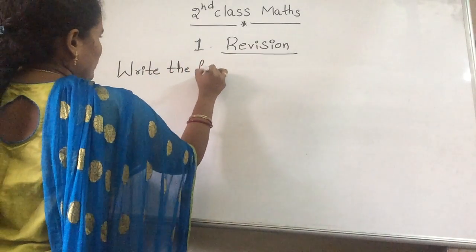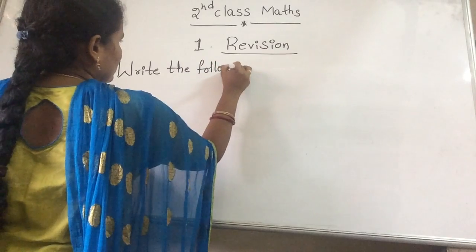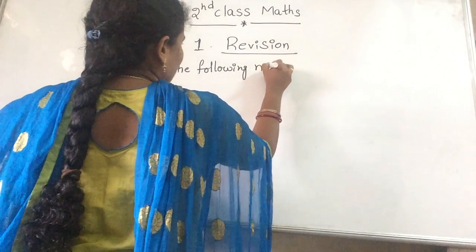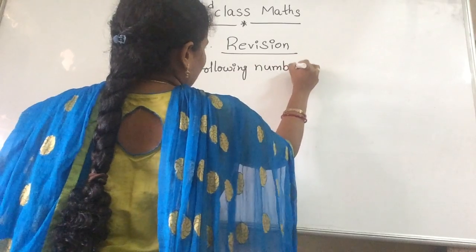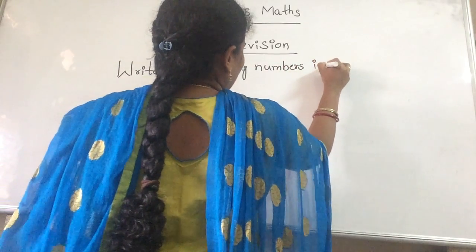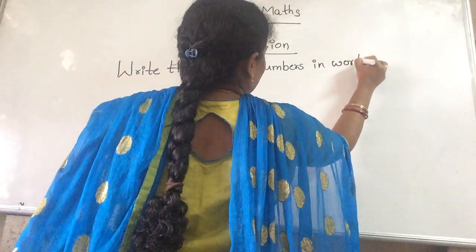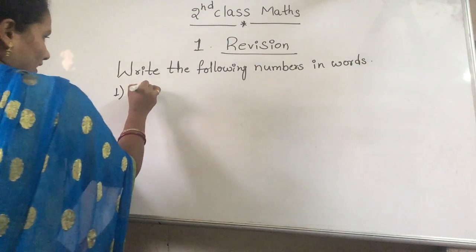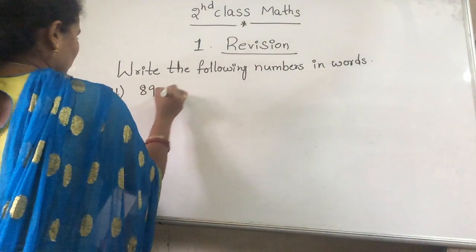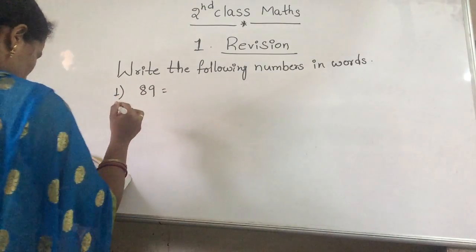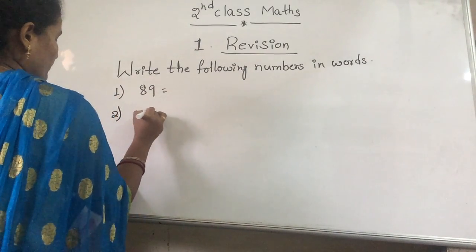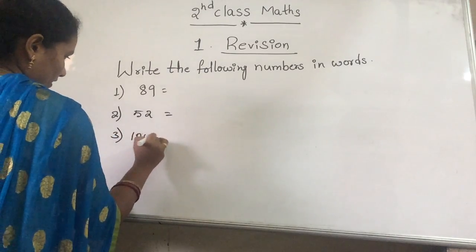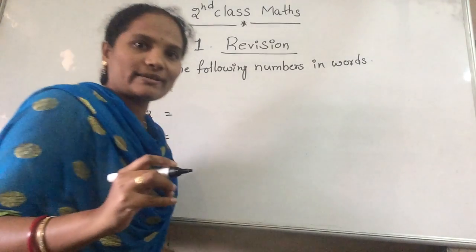Numbers in words. Okay, children. Now, what is our first one? 89. Next, 52. Next one, 100. Now, write down the number name, children.